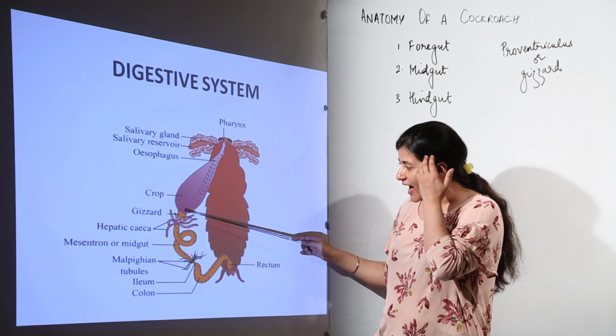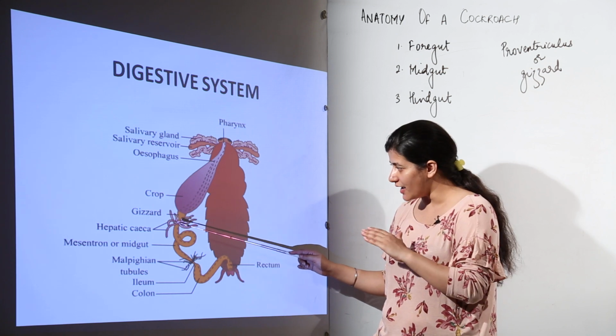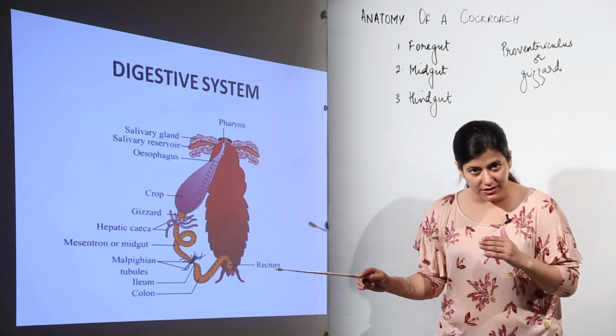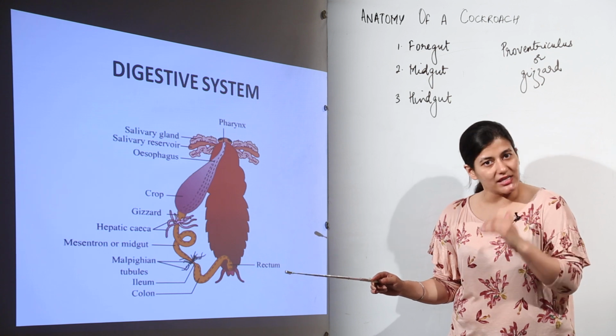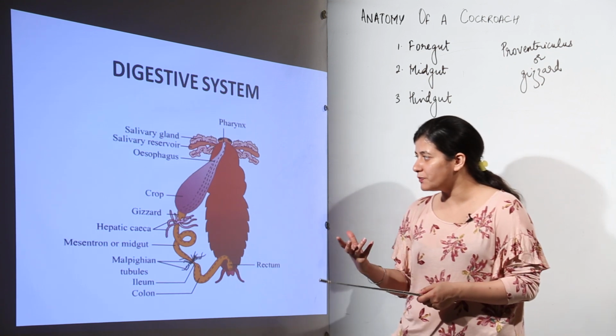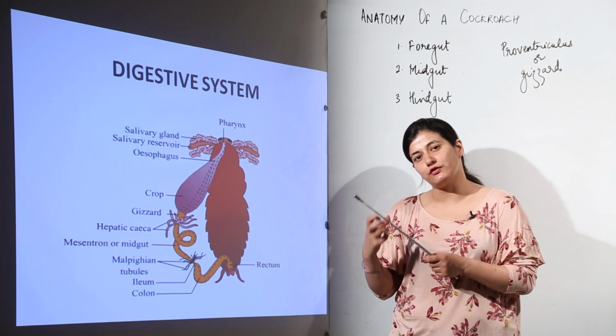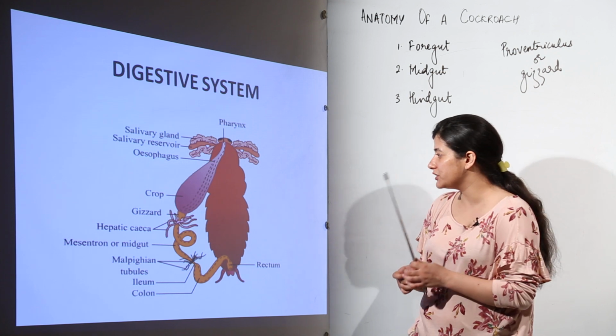Now this gizzard has circular muscles outside, while its inner side has chitin, and it has 6 chitinous teeth. They are plate-like structures, not teeth properly, but plates which act as teeth, and that is for churning the food and breaking the food further.